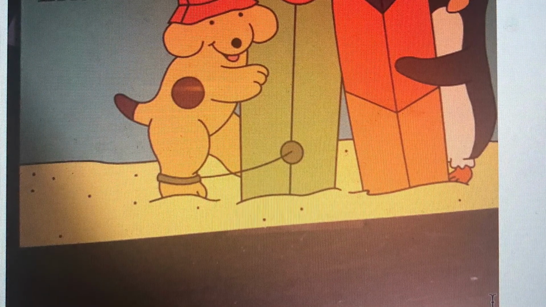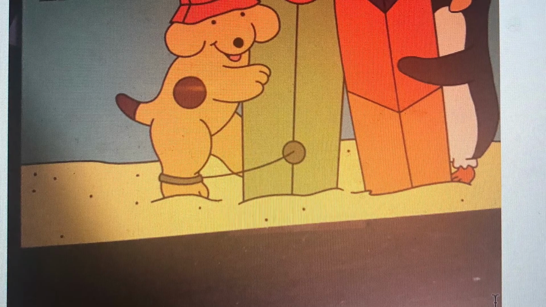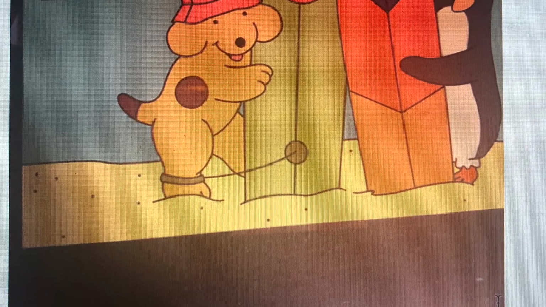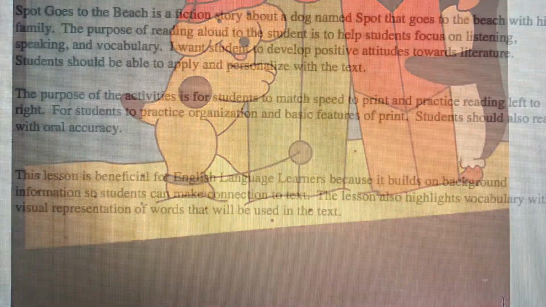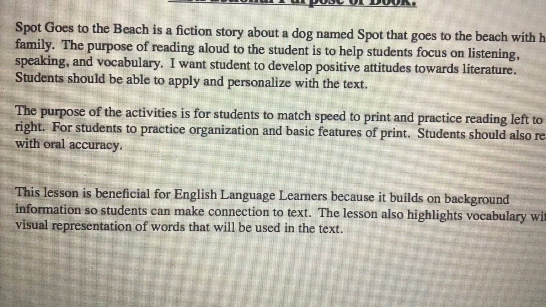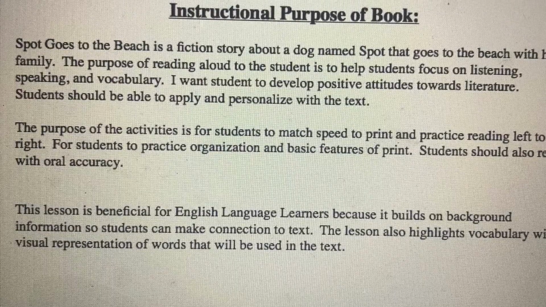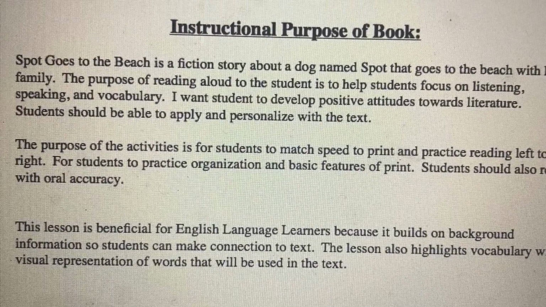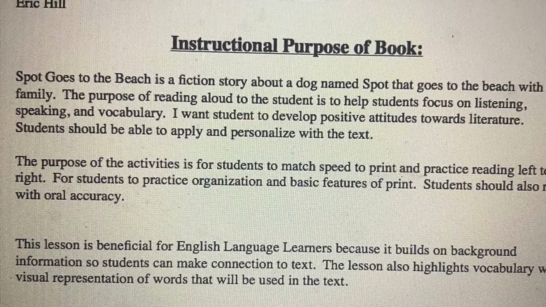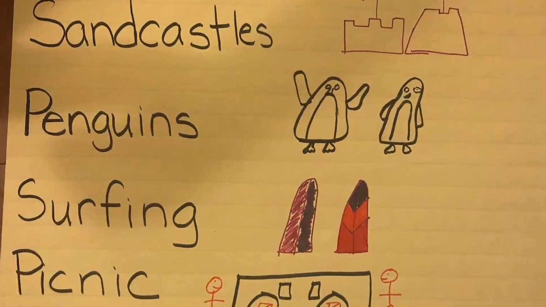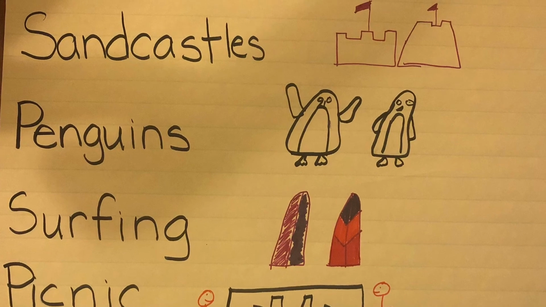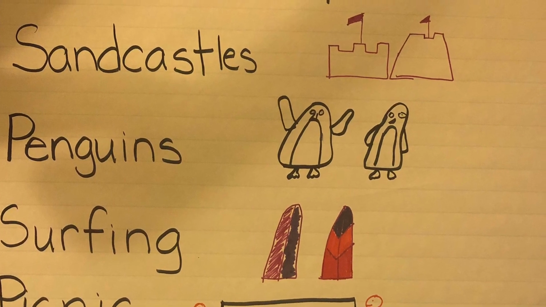Spot Goes to the Beach is a story about Spot, who is a dog who goes to the beach and he sees different things. This story was good for my students who are ELL because it introduces them to vocabulary words. We will read the story as a class, and prior to reading the story, we'll pull out vocabulary words and discuss the vocabulary words.